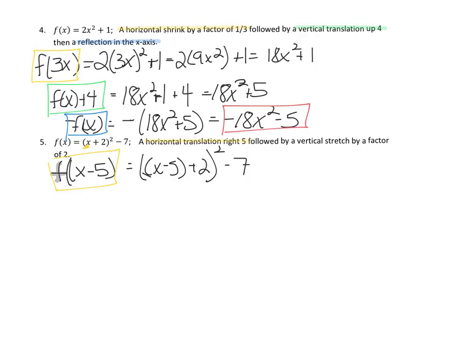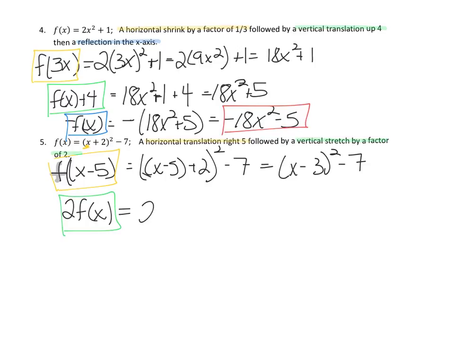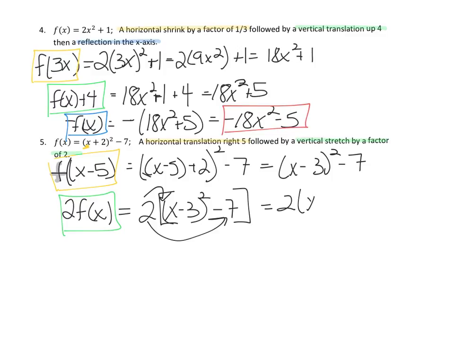Now the parentheses are not so important here. I'm not distributing to anything. If there was a coefficient on the x, it would become extremely important. So that's (x minus 3) squared minus 7. The next thing it wants me to do is vertically stretch by a factor of 2. So that's 2f of x, which is 2 times (x minus 3) squared minus 7 in a bracket or parentheses, because the 2 distributes in front of the parentheses and to the 7. So it's 2 parentheses (x minus 3) squared minus 14.